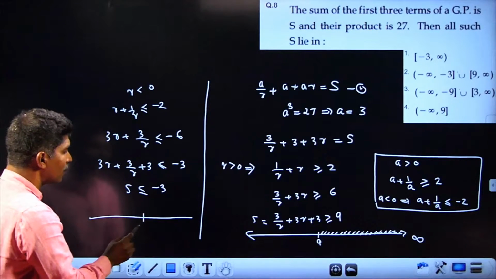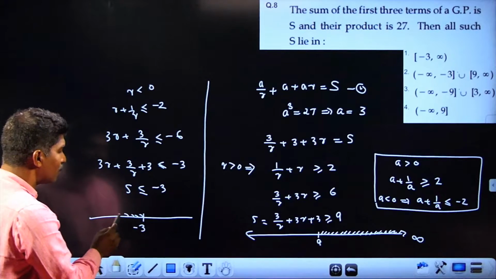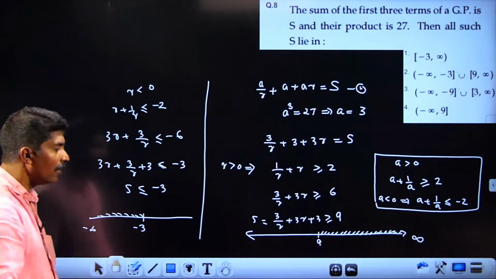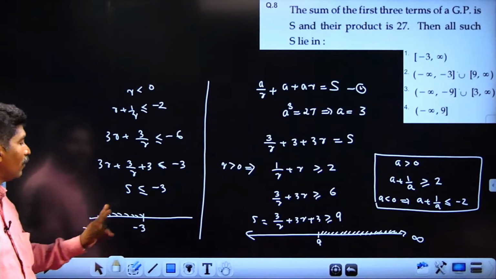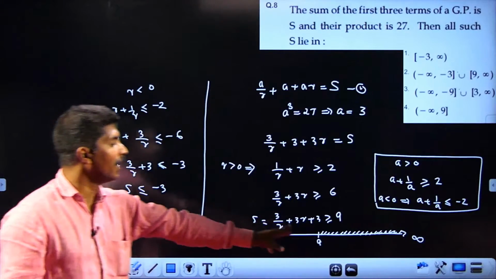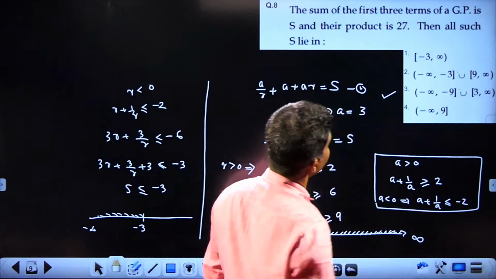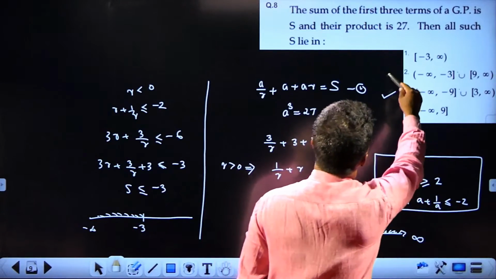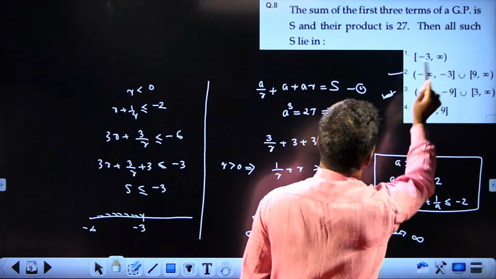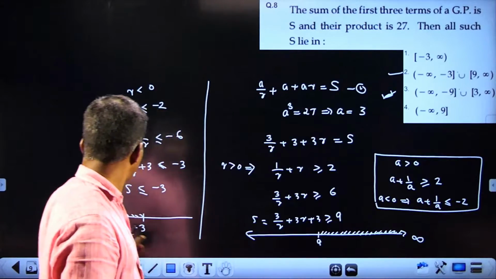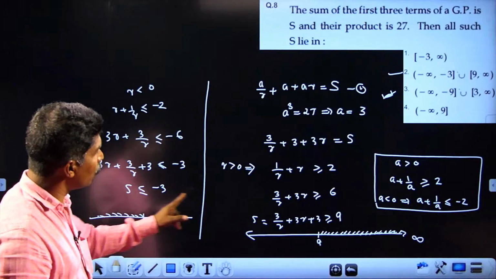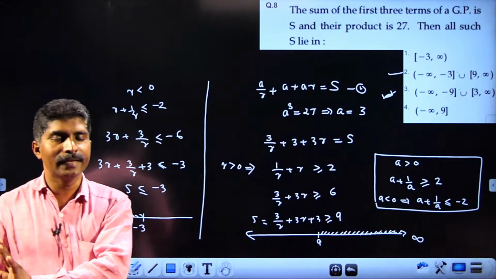So what is the next condition? Negative 3 is here, on the left side, negative infinity. So the cases can be negative infinity to negative 3, union 9 to infinity. Option 2 is correct: negative infinity to negative 3, union 9 to infinity. I think it is clear to you.